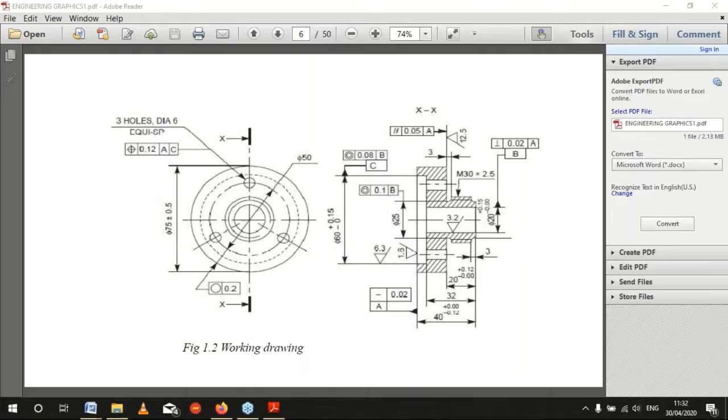Number 7, look at the architectural drawing. Now, this is town planning, interior decoration, multi-storied complexes. This is architectural.